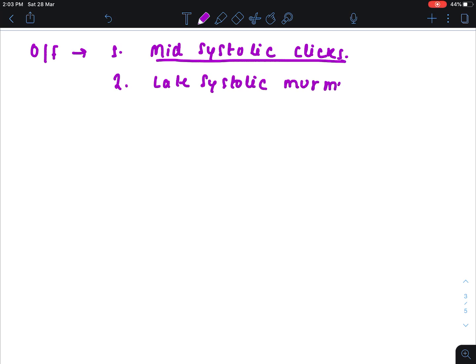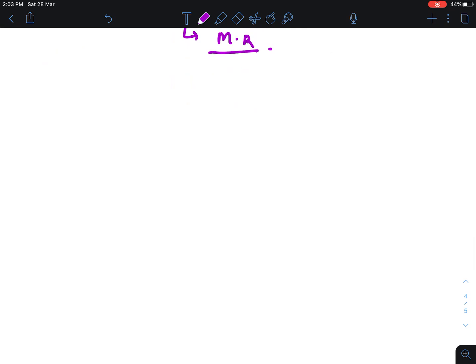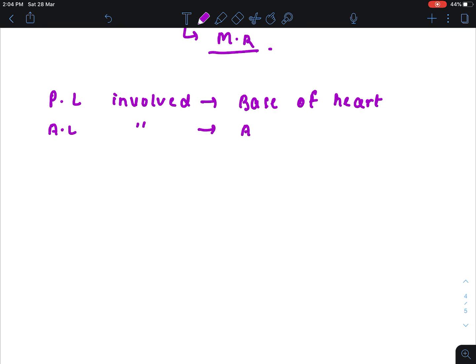Now, why does this patient have a late systolic murmur? The patient has a late systolic murmur because of mitral regurgitation. The blood from the left ventricle is going back to the left atrium. That is mitral regurgitation, which is the late complication of mitral valve prolapse. One thing more I want to tell you: if the posterior leaflet is involved, then the pain radiates anteriorly to the base of the heart. And if the anterior leaflet is involved, then the pain radiates to the axilla and back.